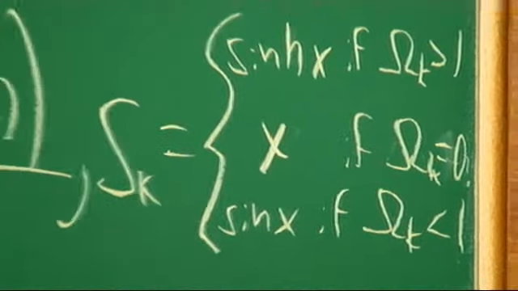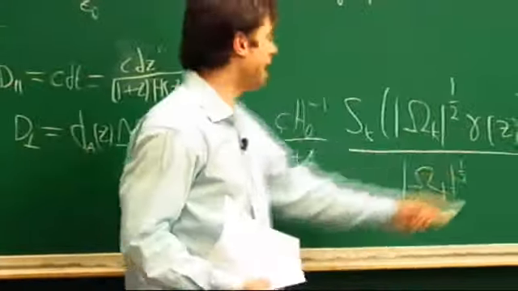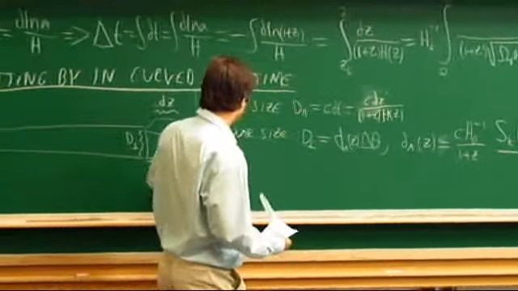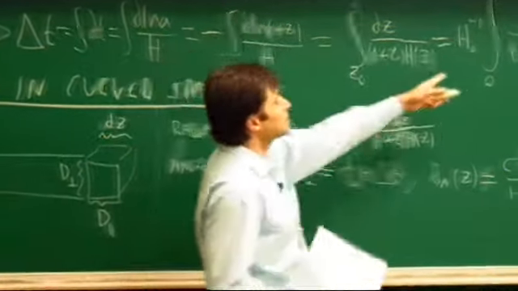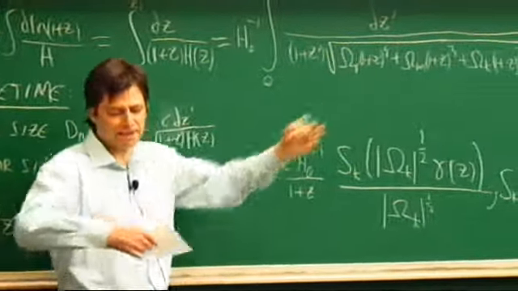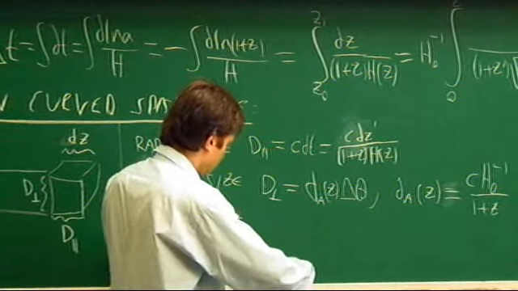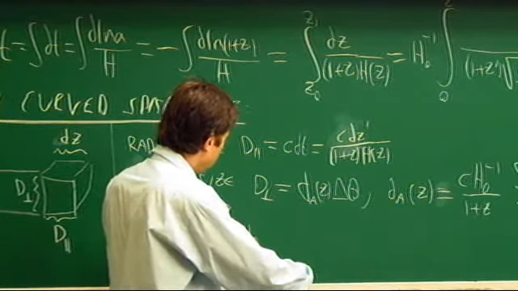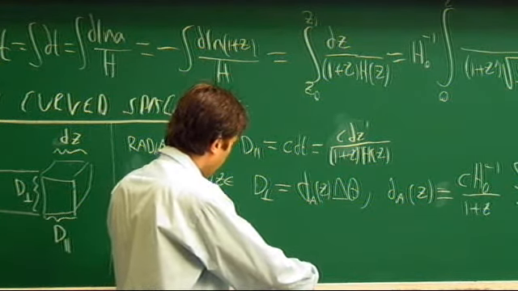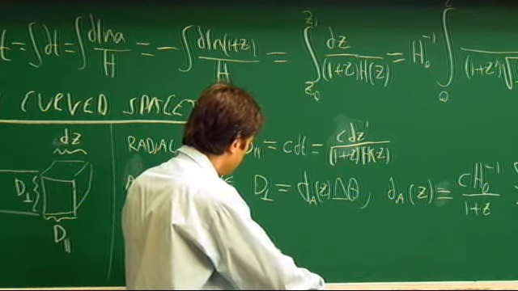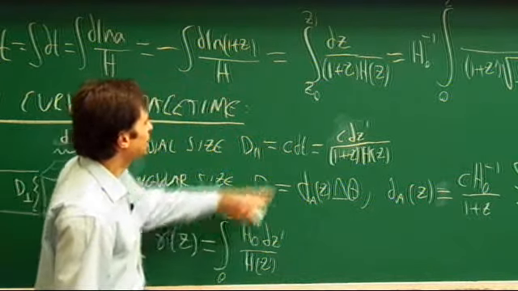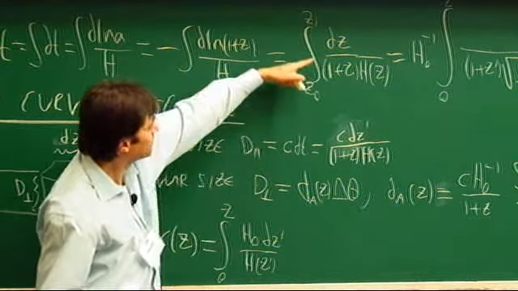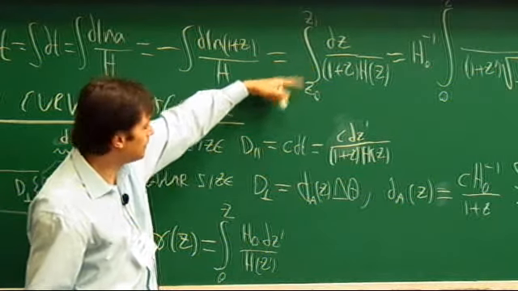And finally, I have to tell you the definition of this gamma. This function gamma of z is something that looks a little bit like this. It's an integral of the cosmic expansion history. It's the integral from 0 to z of the Hubble parameter today divided by the Hubble parameter in the past, dz prime. So if you compare this with the integral for the age, what's the difference really? Other than the constant factor.